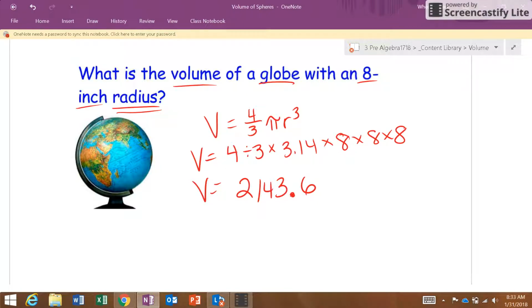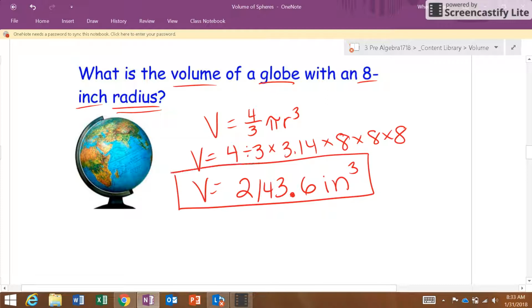And I'm going to double check my work just like you should. Yep, and my answer was confirmed. My units here should be inches to the third power. Volume is cubed. Hopefully you're doing all right.